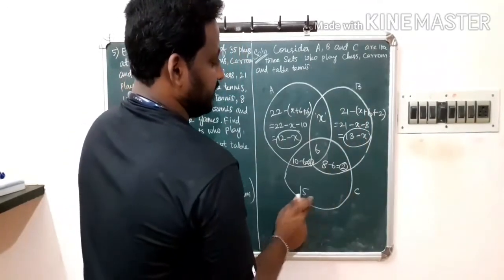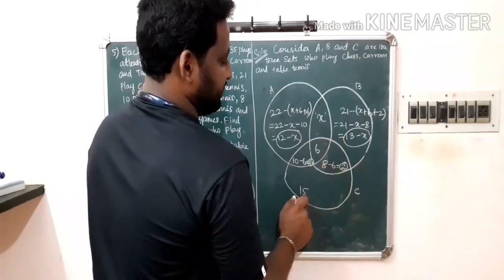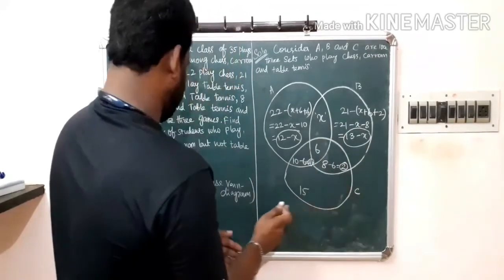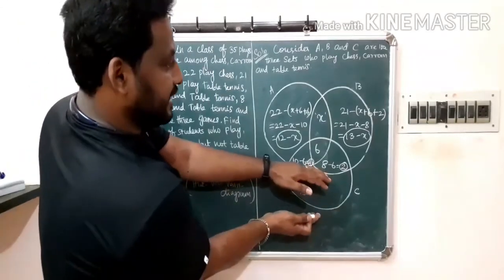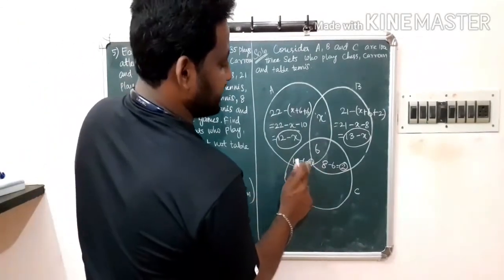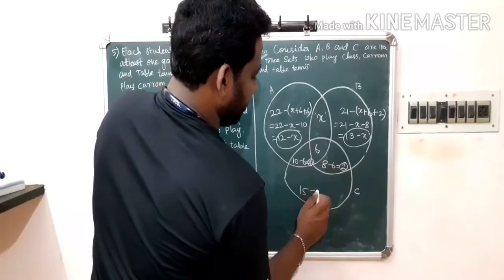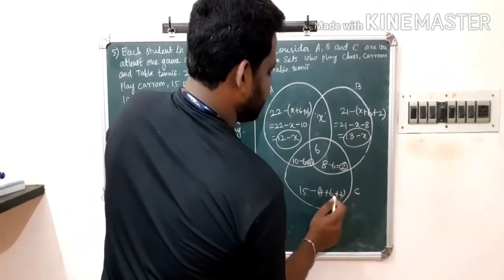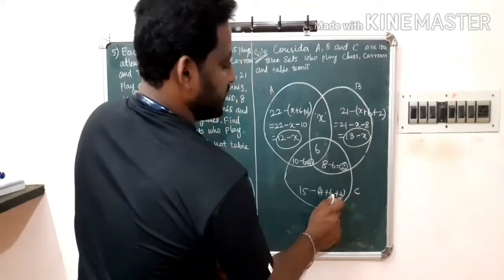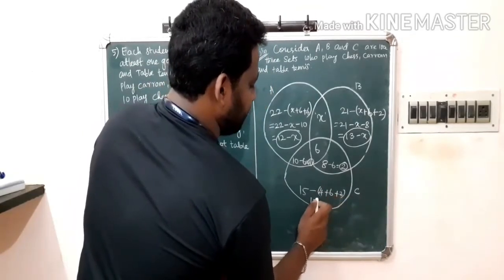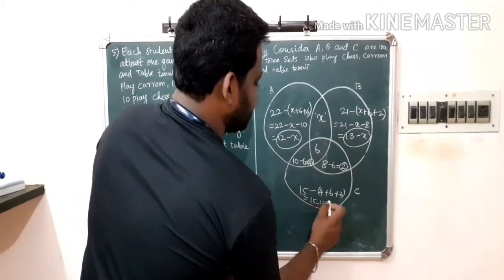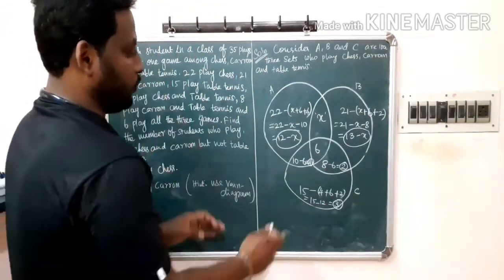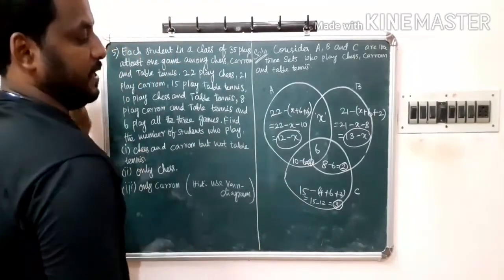And then 15 is the whole set, which contains 15 students. So we have to find out only table tennis. Table tennis alone means you have to subtract 6, 4 and 2. So 15 minus (4 plus 6 plus 2). 6 plus 4 is 10, 10 plus 2 is 12, 15 minus 12 is equal to 3. So 3 students play only table tennis.